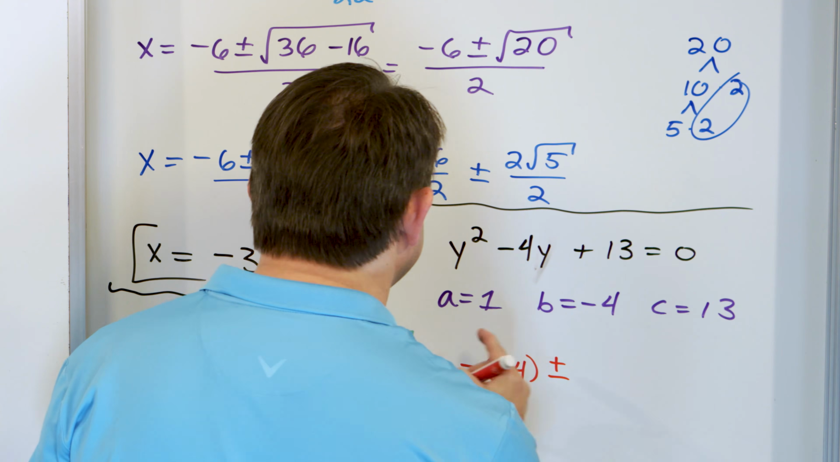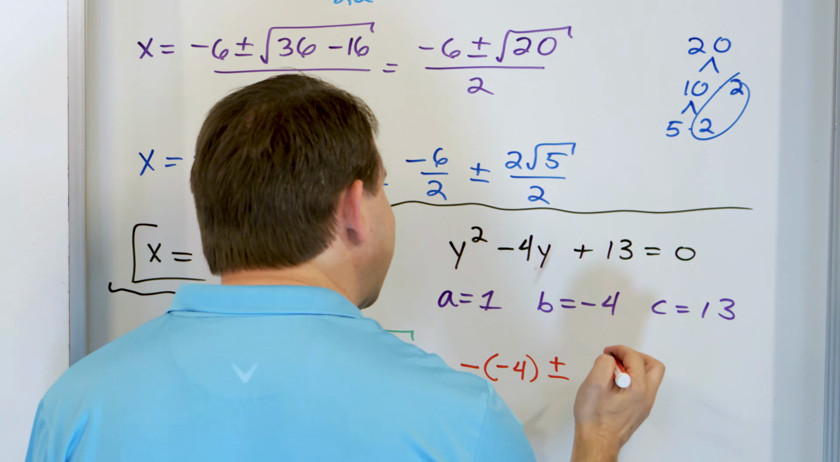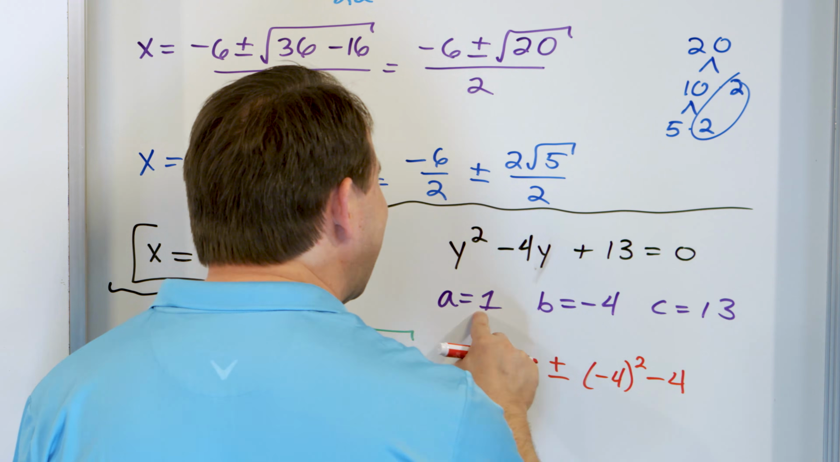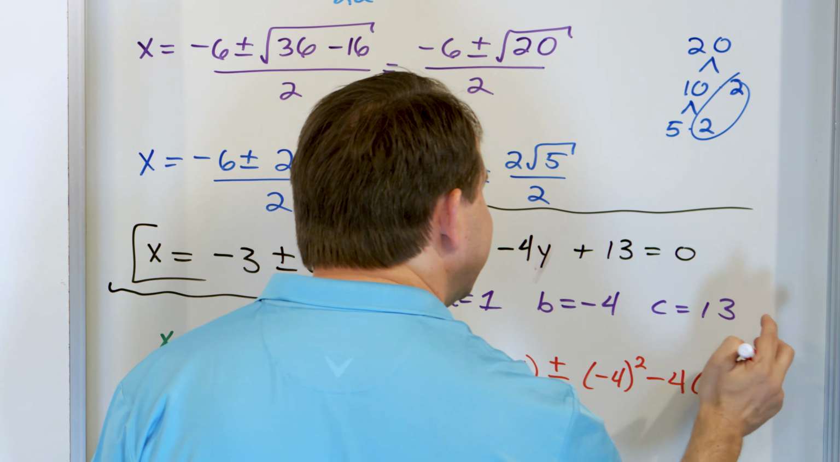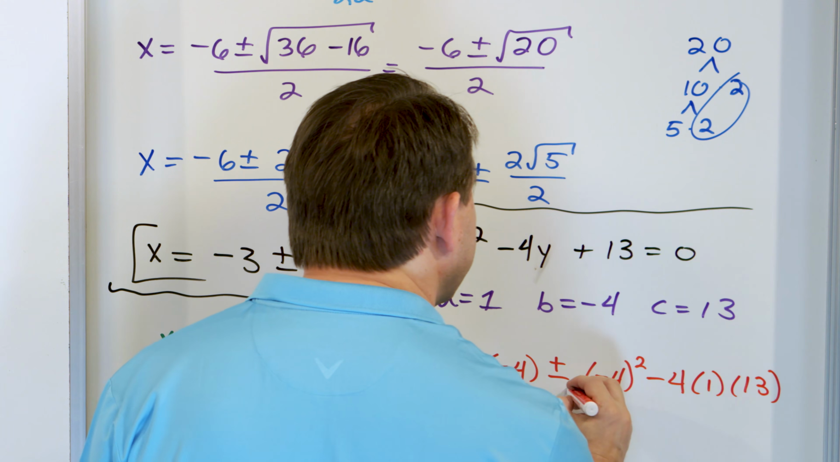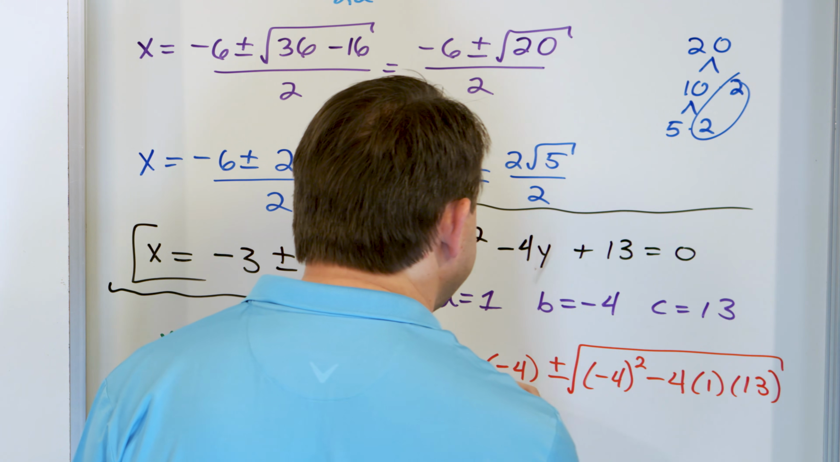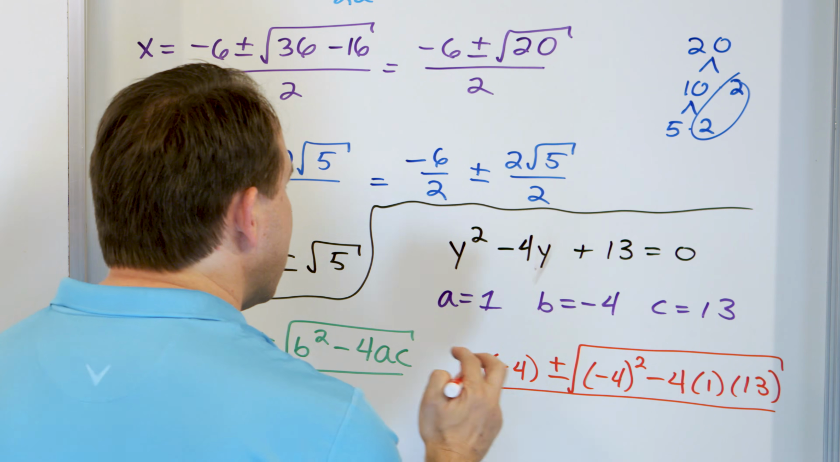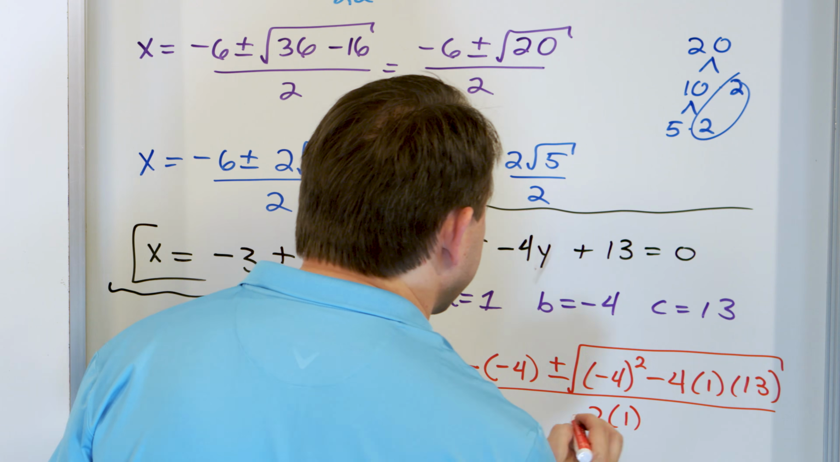Then you have plus or minus, and on the inside, b is squared, but b is negative, so you have to write it as negative 4 squared, minus 4 times a, which is 1, times c, which is 13. And the square root is wrapped around this whole thing. It's very important that you write it down like this so you don't make any problems with the signs. On the bottom is 2 times a, which is 2 times 1.